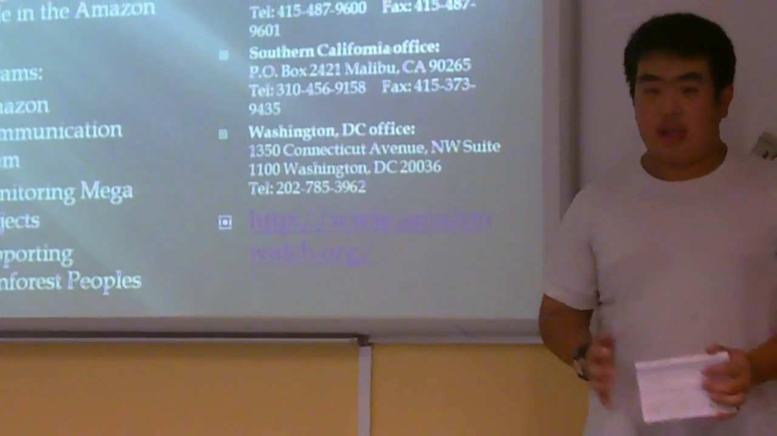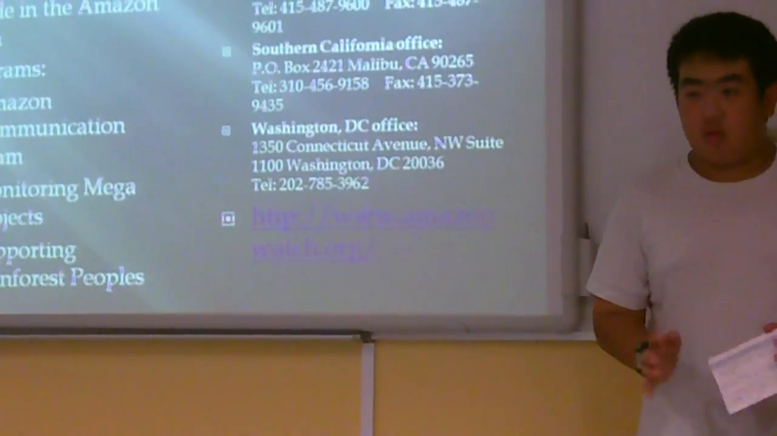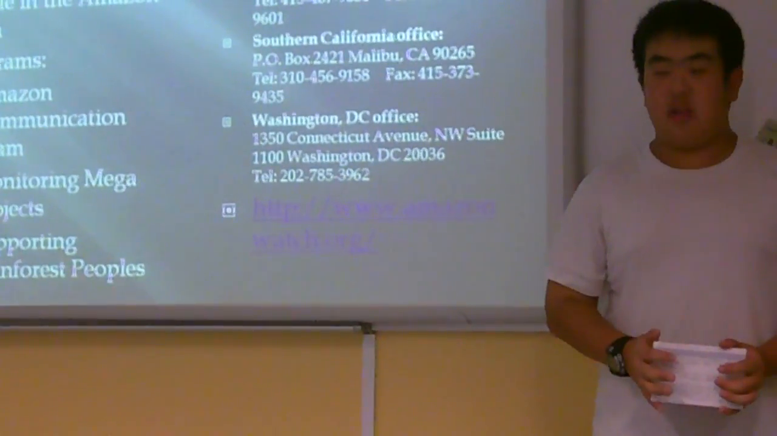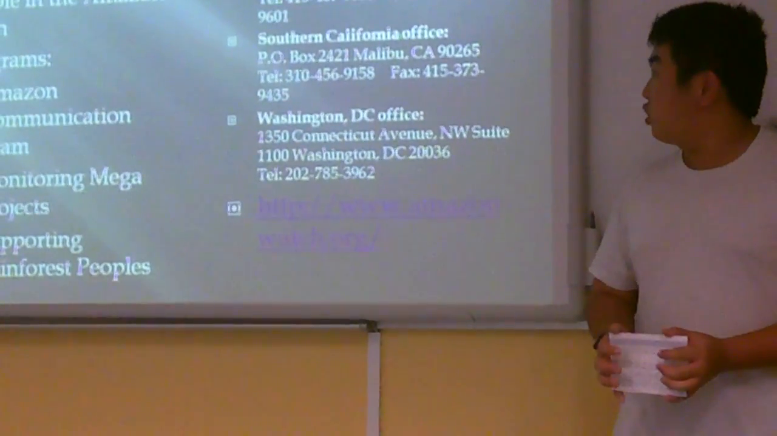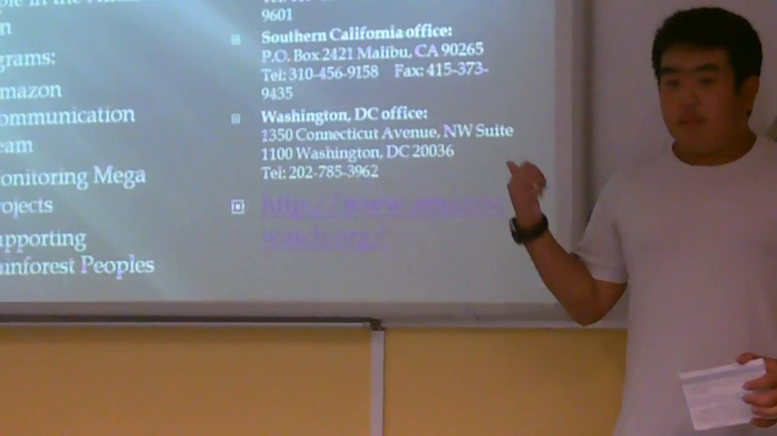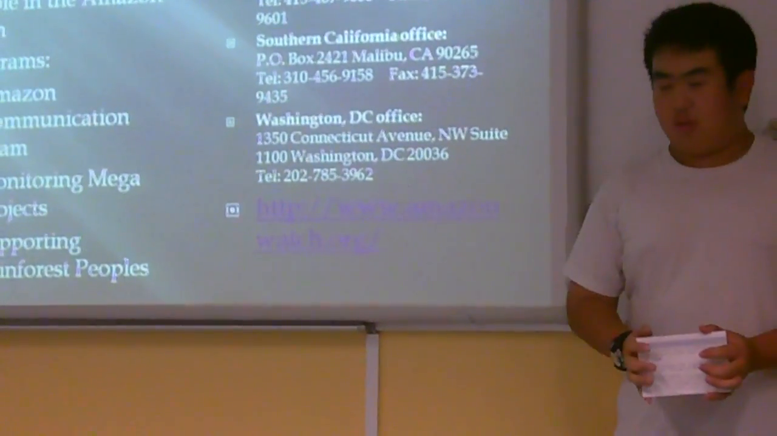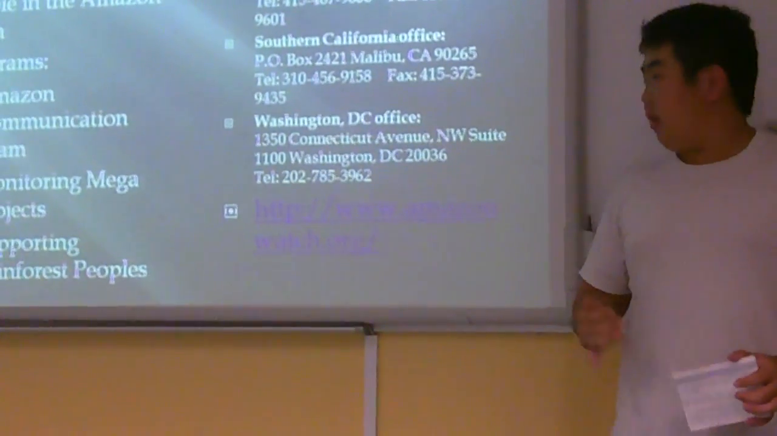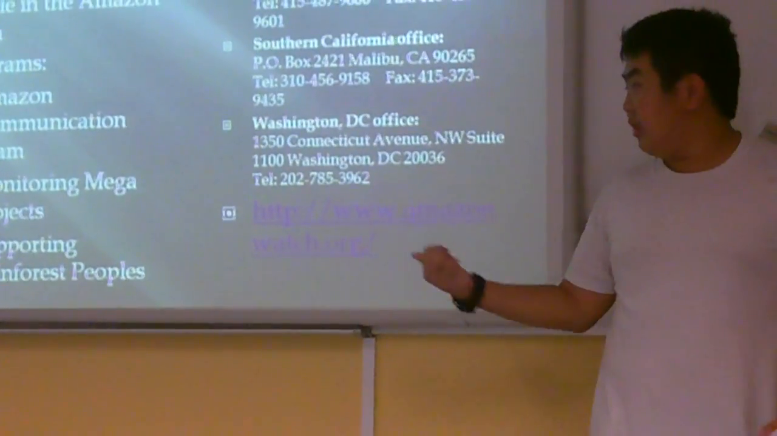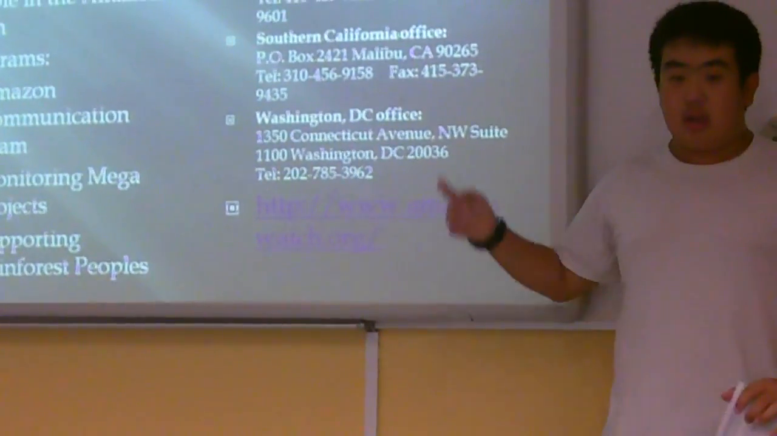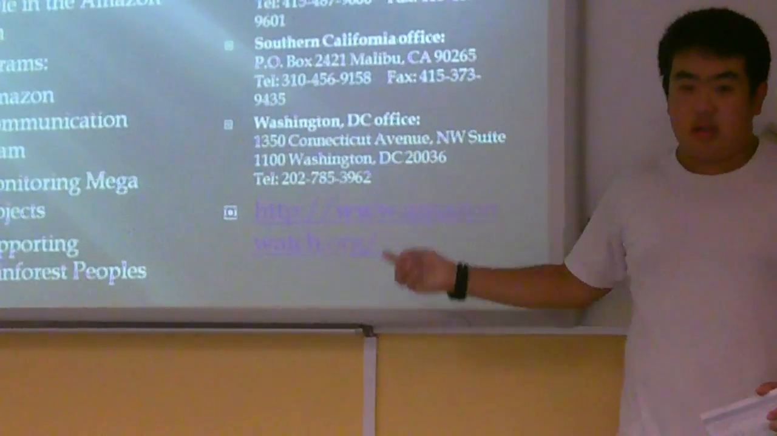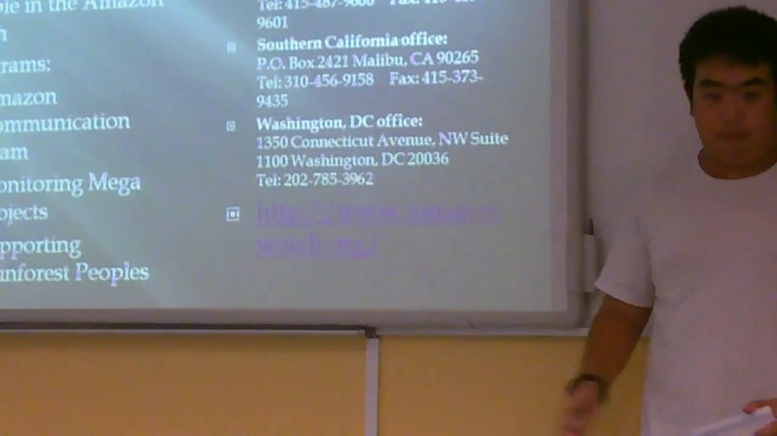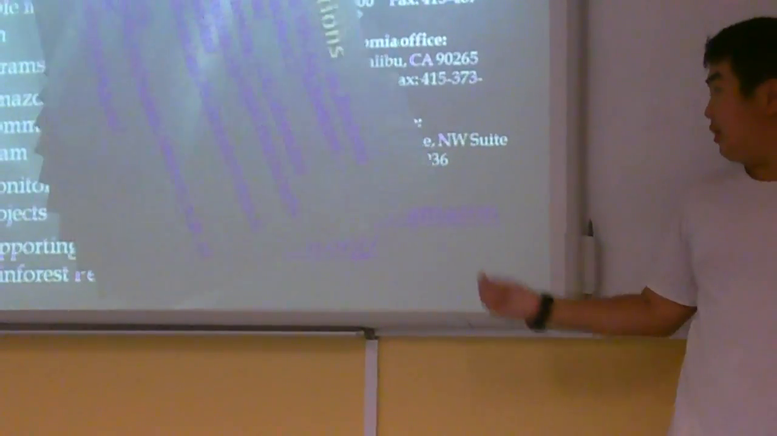And this is an example of a company that is saving the rainforest. It's called the Amazon Watch. And their mission is located at the top left, and their programs, what they do, is on the bottom left. And then this is how you contact them. And this is the citation.